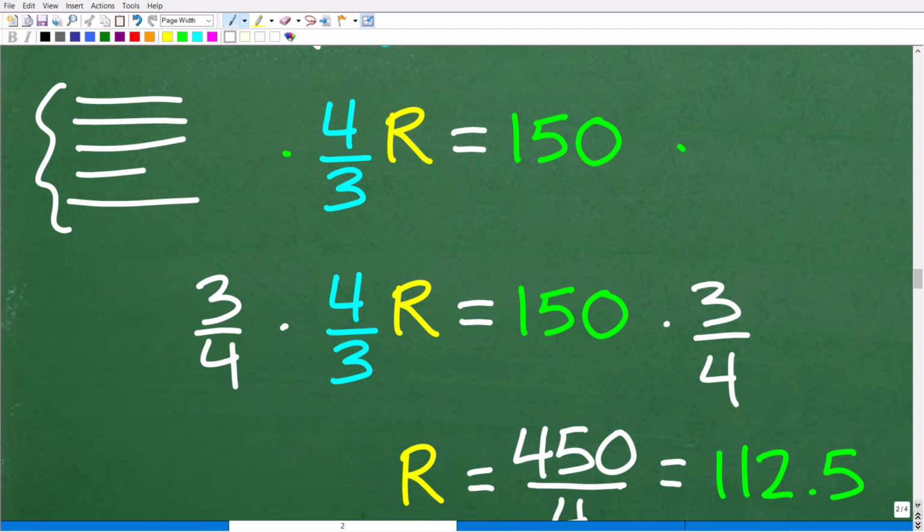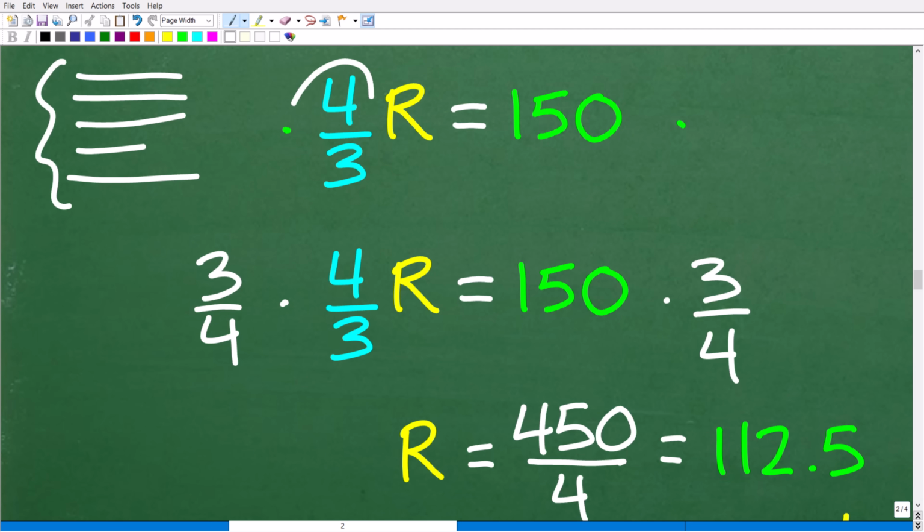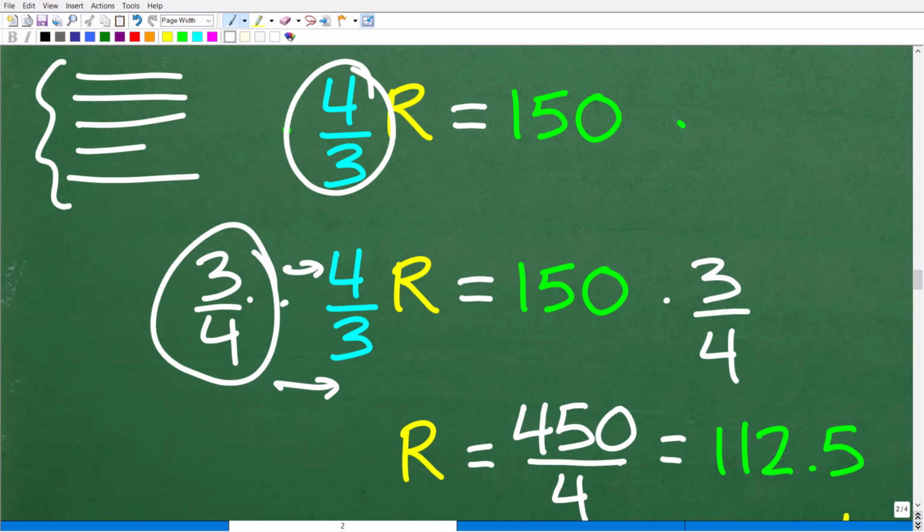Okay, so let's finish this up. We're going to multiply both sides of the equation by this reciprocal, 3/4. In other words, we're going to flip this upside down. So that's going to be 3/4 times this. 3/4 times 4/3 is going to be 12 over 12, or 1, so 1R or R. But we have to multiply both sides of the equation by 3/4.